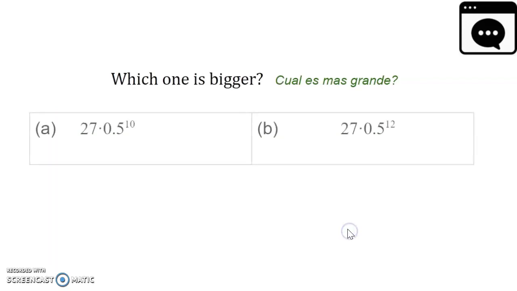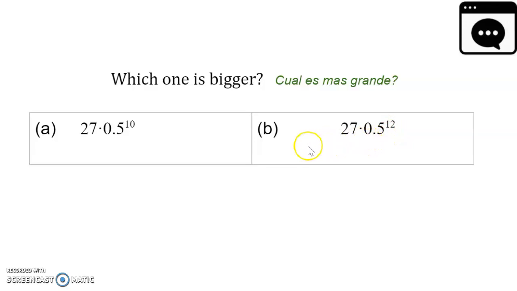Let's keep going. Which is a bigger number now? Okay, so if you have 27 multiplied by 0.5 to the power of 10, that means 0.5 is multiplied by itself 10 times. Okay, and then you're multiplying 27 to it, versus 0.5 being multiplied 12 times, and then multiplying that to 27. So you're multiplying 27 to both of them, but the difference is 0.5 is being multiplied 10 times here, and 0.5 is being multiplied 12 times here.